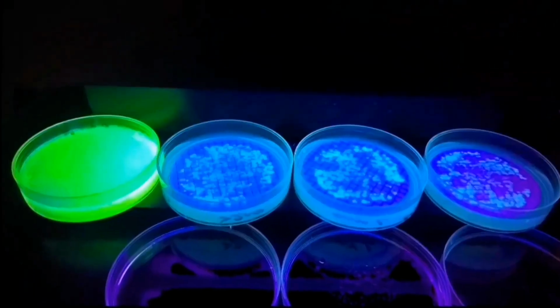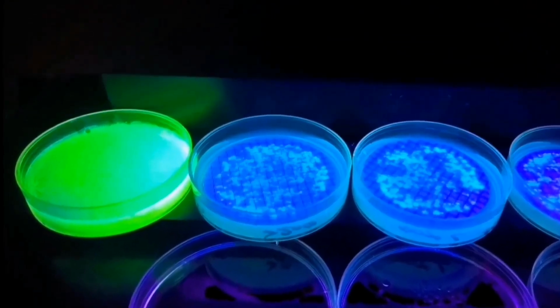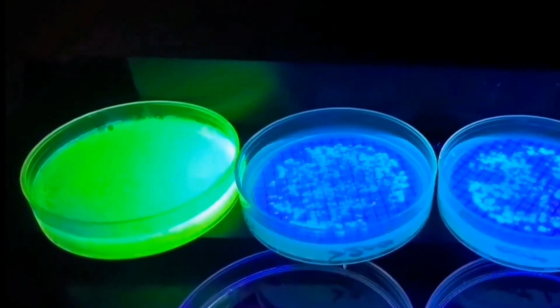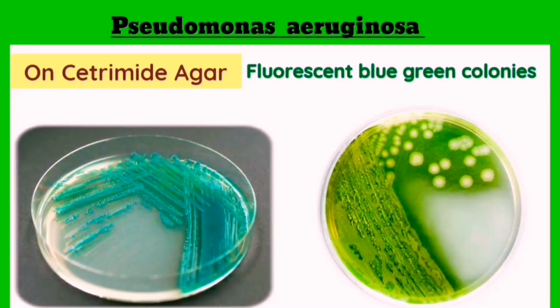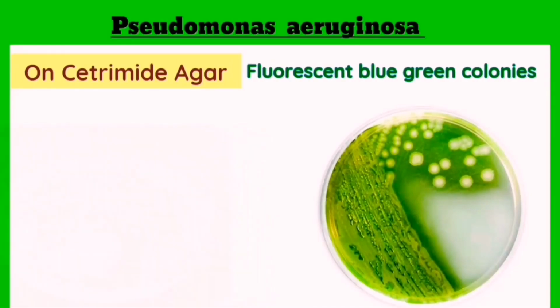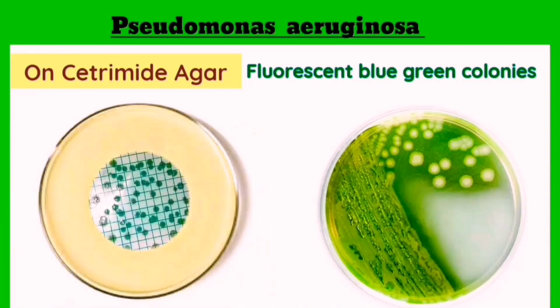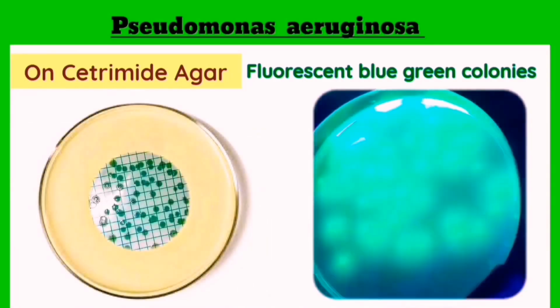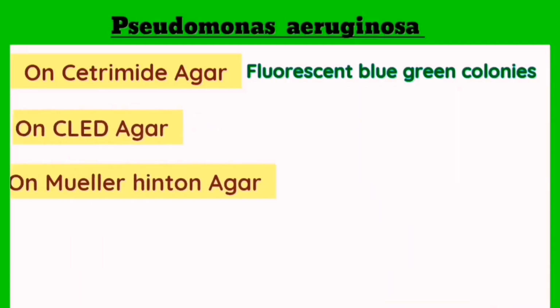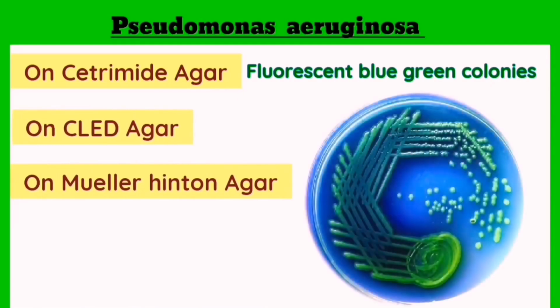There are several media that can stimulate the production of pigments in Pseudomonas aeruginosa, such as cetrimide agar, which contains both magnesium and potassium that stimulate the production of pyocyanin and pyoverdin pigments, giving the bacteria a fluorescent green appearance. It can even glow in the dark, especially when exposed to UV light. Pseudomonas aeruginosa can also grow on CLED and Mueller-Hinton agars, where it appears as blue-green colonies.